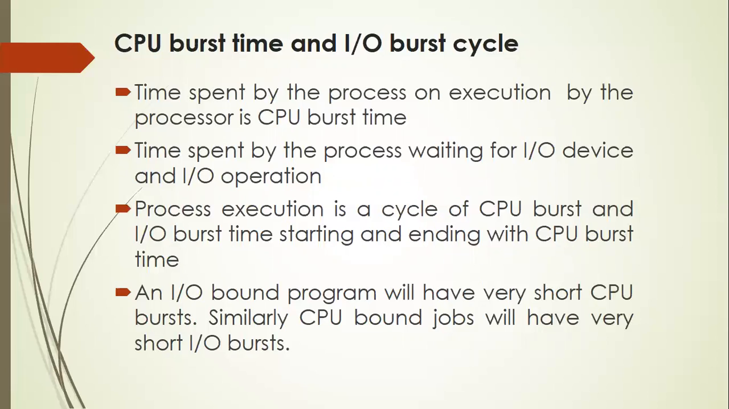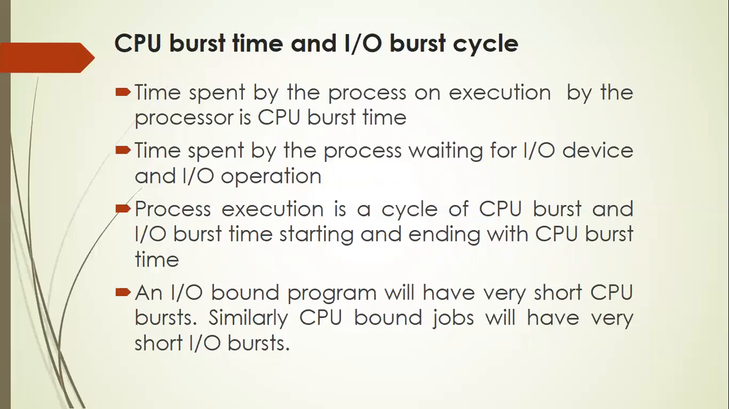Then after the IO request is over, once again it is executed by the CPU. Again it goes to the next CPU burst. Then it may go to IO burst, CPU burst, IO burst. For any job, it's a cycle of CPU burst time and IO burst time. But for any job, it first starts with the CPU burst time and ends with a CPU burst only. In between, you can have either CPU burst time or IO burst time.